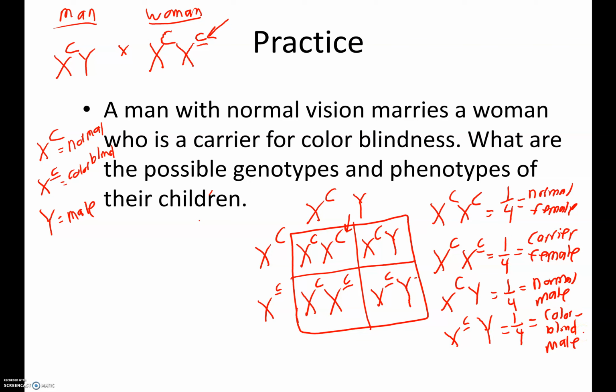So guys, that's how you do this one. Remember, these are your genotypes, and these over here, these are your phenotypes. All right, so guys, that's how you would work out one of these problems. Now, there are other examples of these sex-linked disorders. Let me give you another example besides colorblindness.